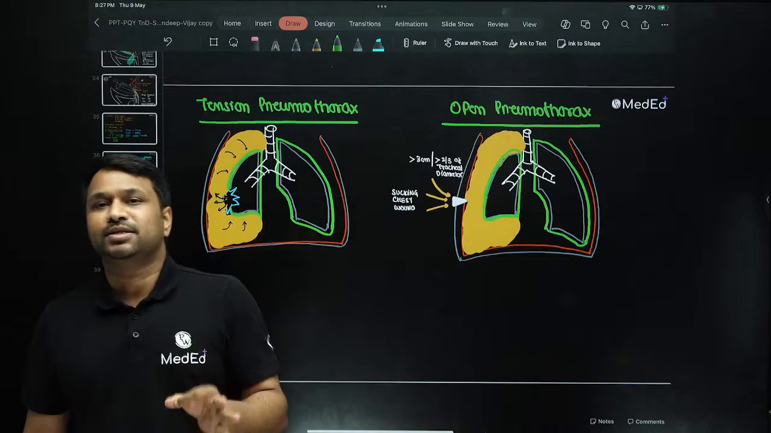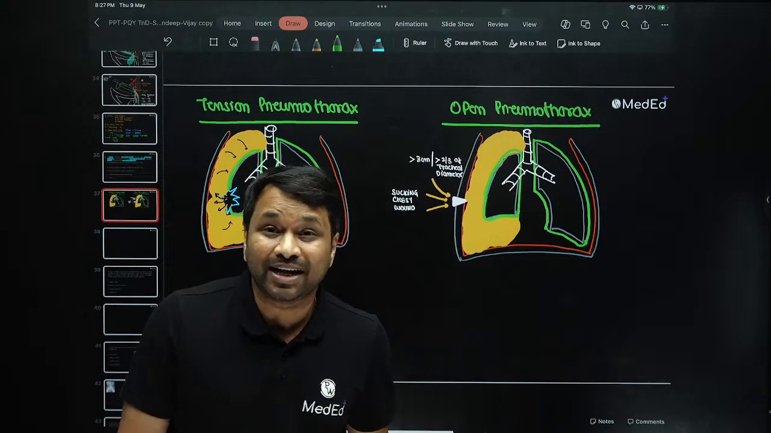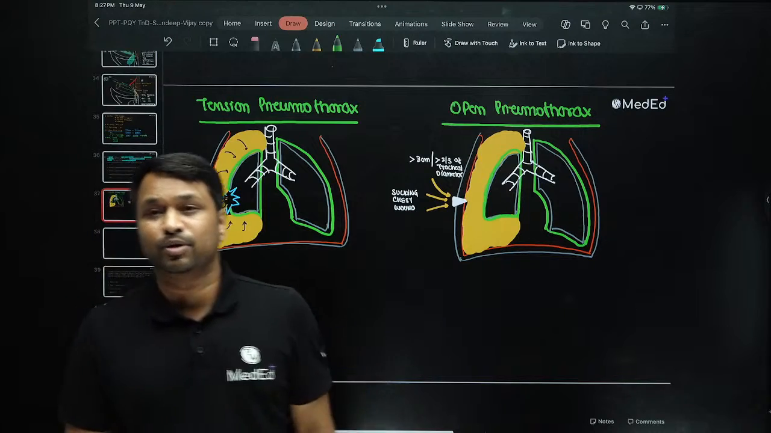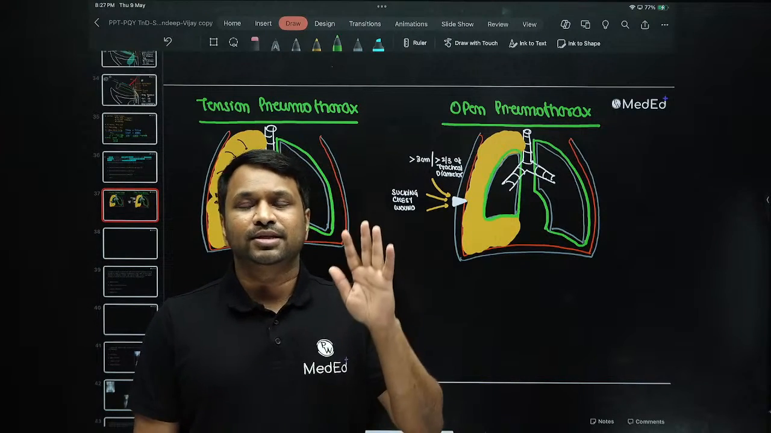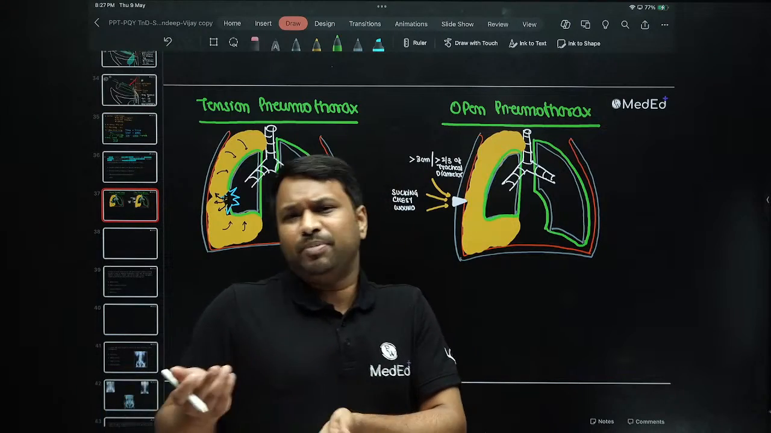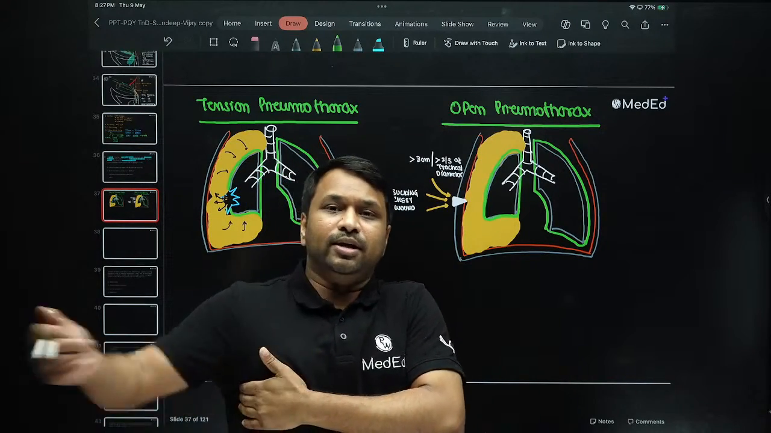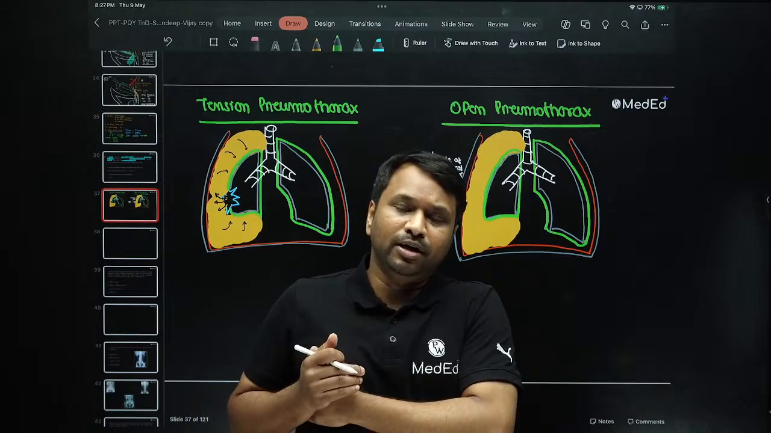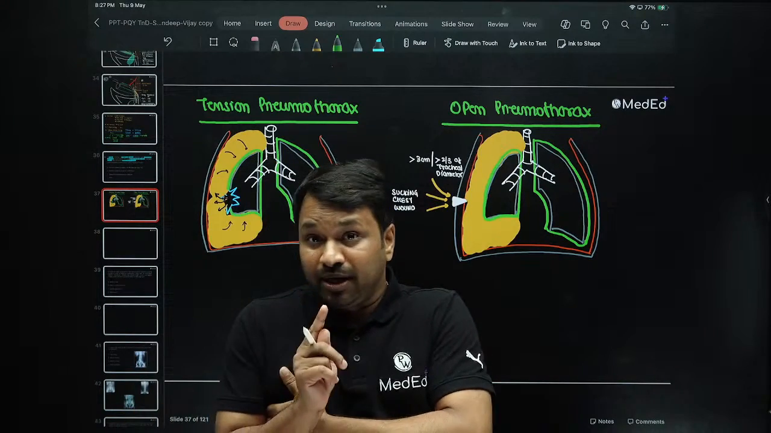So the question is very simple. Which of these two is regulatable? Is it the tension or the open pneumothorax? Remember, it is the open pneumothorax that is regulatable. All that you have to do is ask your patient to put a hand here, so that air does not go in from outside and your pneumothorax will be maintained. It will not reduce, but it will not increase either.